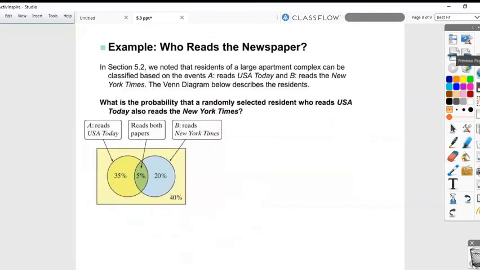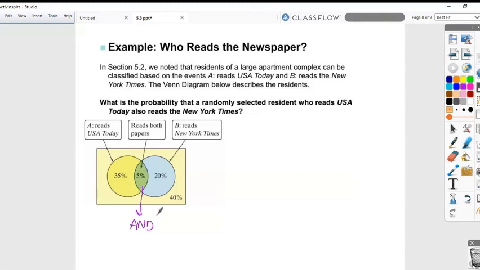Okay, last one. Here we go. What is the probability that a randomly selected resident who reads the USA Today also reads the New York Times? All right, so reads the USA Today, reads both, reads the New York Times. Here's your and right here. Do you see that and? That's your and. So that's 5% right there.